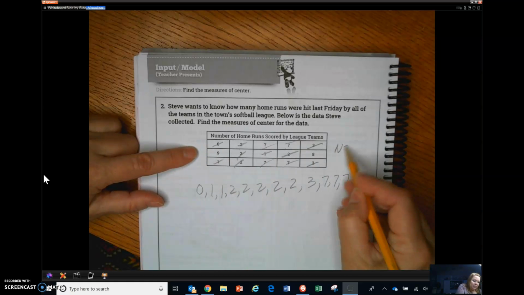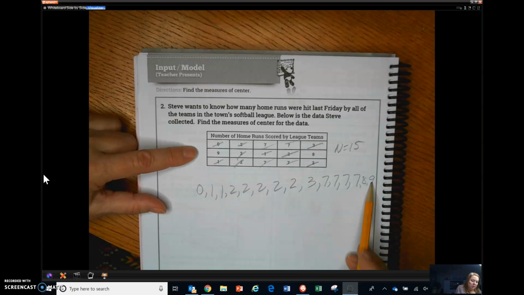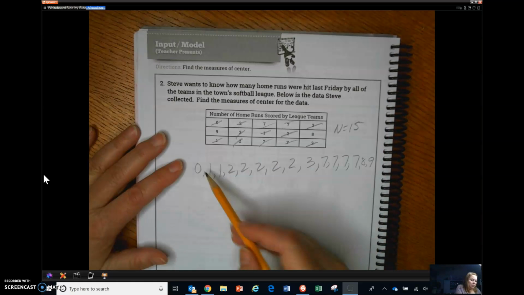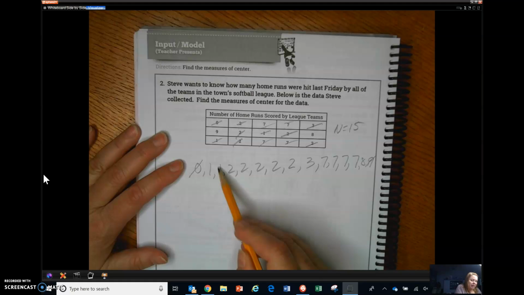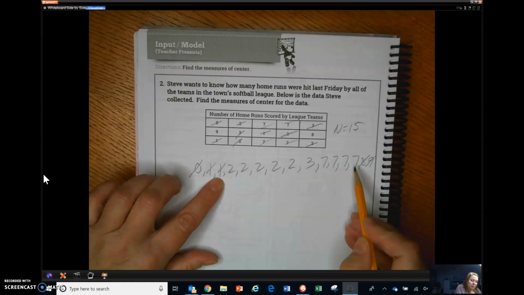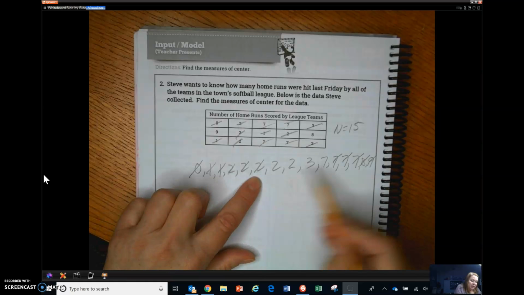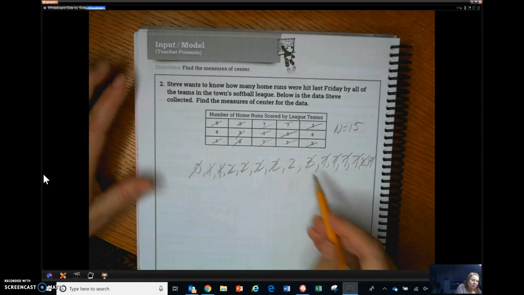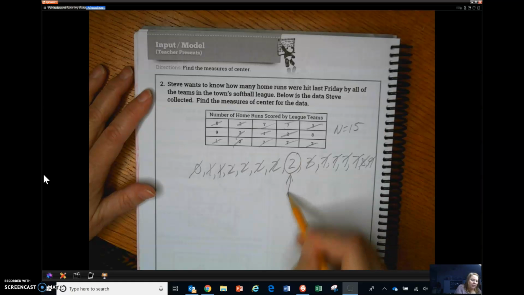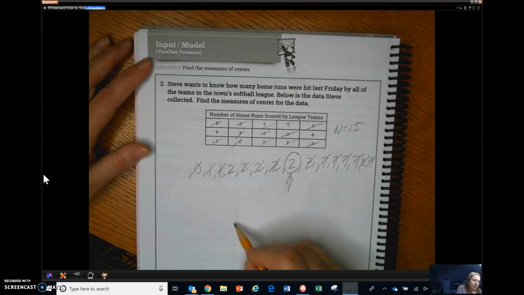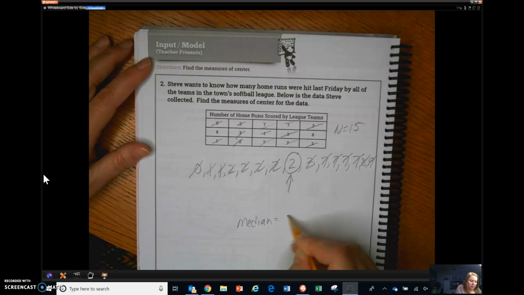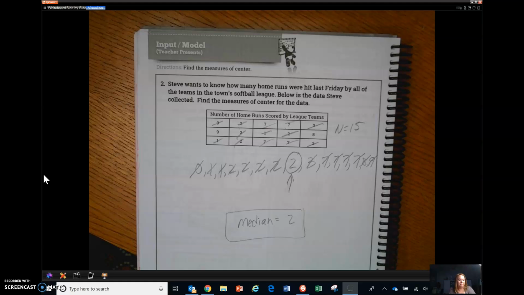Okay, so 5 times 3 is 15. So I need to make sure I have 15 numbers. 1, 2, 3, 4, 5, 6, 7, 8, 9, 10, 11, 12, 13, 14, 15. And now it's all about crossing one from the left, from the right, from the left, from the right, and just keep doing that. Hopefully this time we have one number left, because 15 is an odd number. When you have an odd number, it's easy. Whatever's left is your median. So median equals 2.